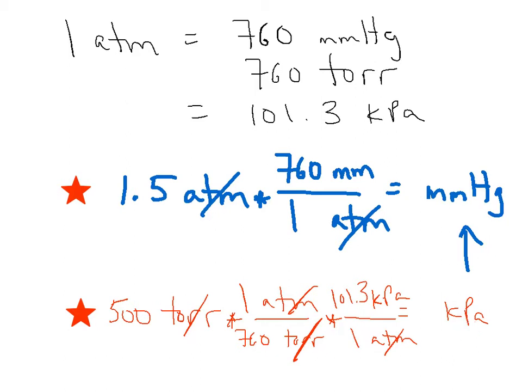And so in order to solve this problem, we take 500 times 1 divided by 760 times 101.3 divided by 1, and we should end up with the correct answer.